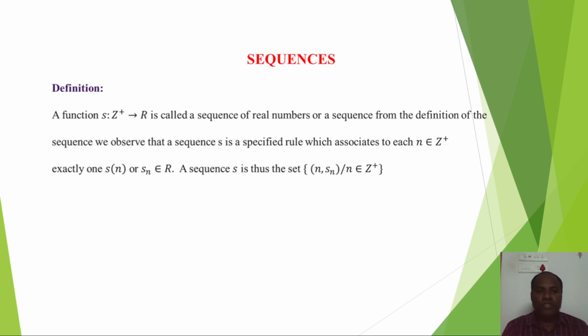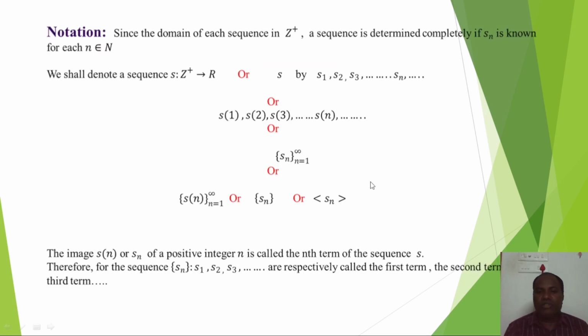First of all, we know the definition of a sequence. The definition: a function from Z plus to R is called a sequence of real numbers. We observe that a sequence S is a specified rule which associates to each n belonging to Z plus exactly one S of n, or Sn, belonging to R. A sequence S is the set defined like this: (n, Sn) such that n belongs to Z plus. This is called the sequence.